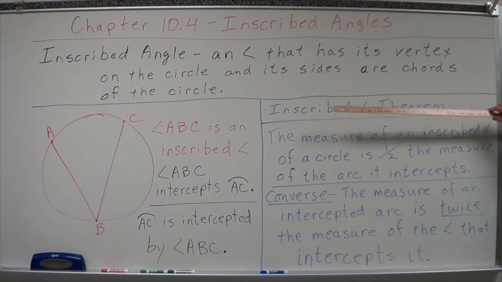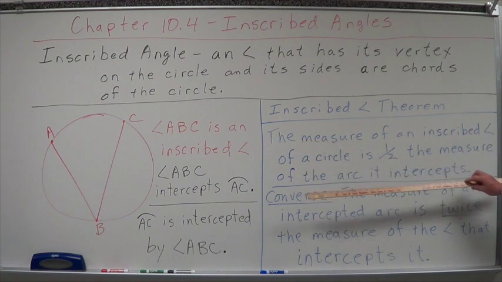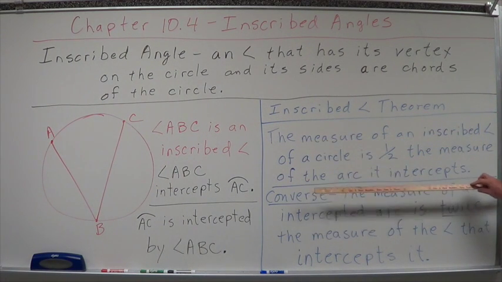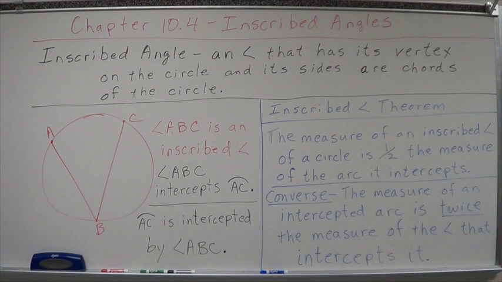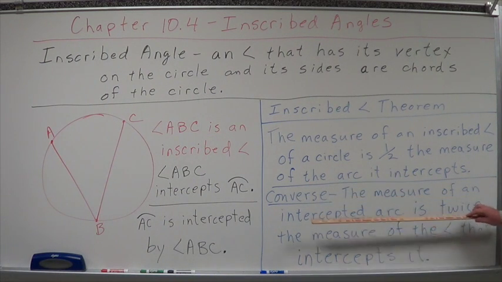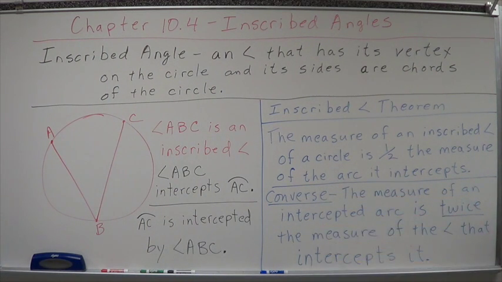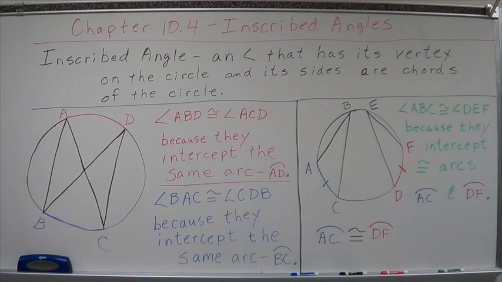Okay? Inscribed angle theorem. The measure of an inscribed angle of a circle is 1/2 the measure of the arc it intercepts. In the converse, the measure of an intercepted arc is twice the measure of the angle that intercepts it. Very important concepts as we move forward in our talking about circles.